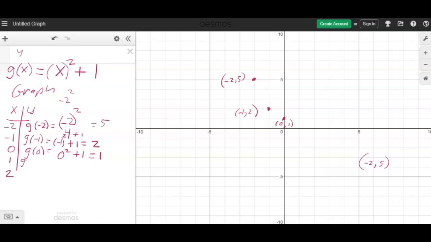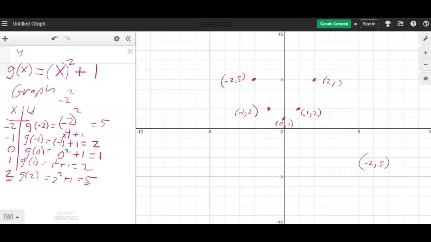Then when x is 1, y is g of 1, which means 1 squared plus 1, which will be a 2. So I have the point 1, 2. X is 1, y is 2, so I went over 1 to the right, up 2. And then g of 2 is 2 squared plus 1, which equals 5. So I would have the point x is 2, y is 5 from what I calculated. I start at the origin, I go 2 to the right, and then I go up 5 right there.